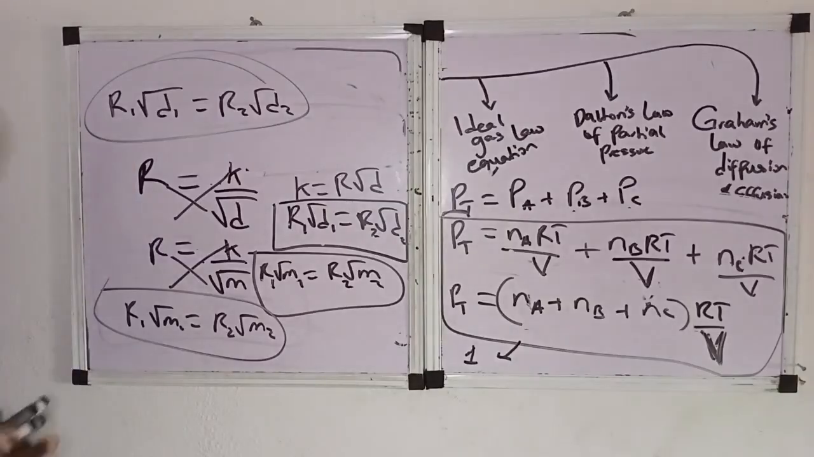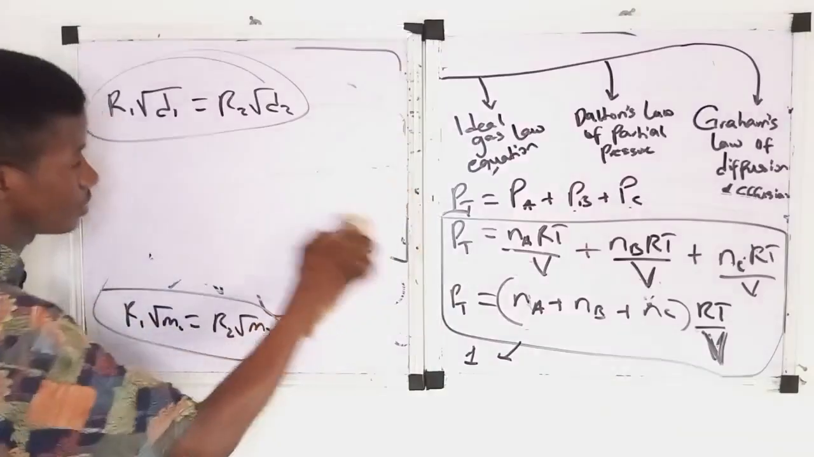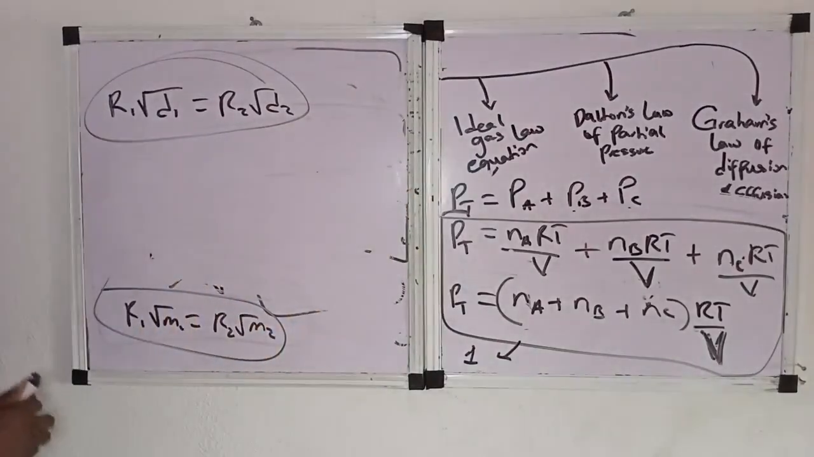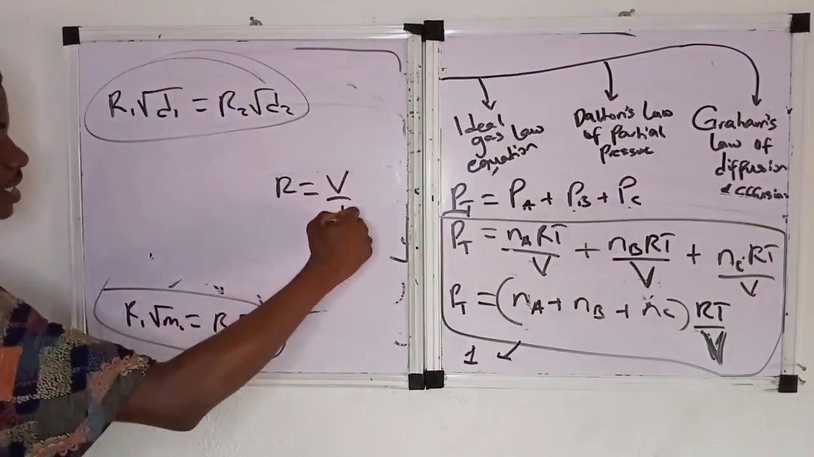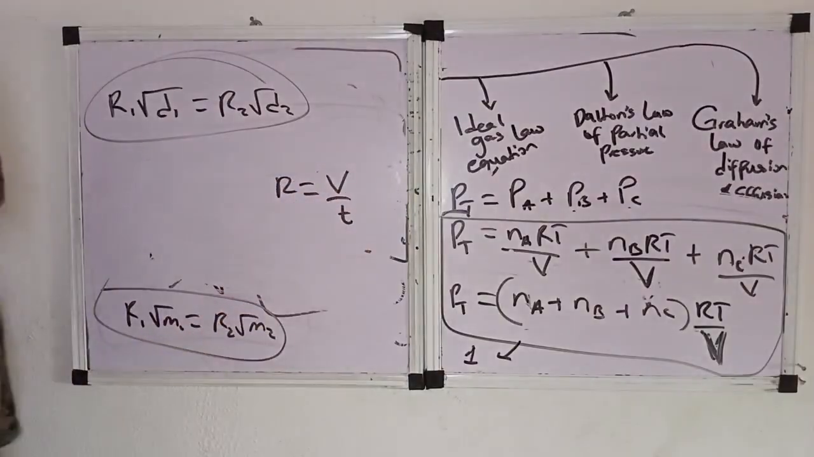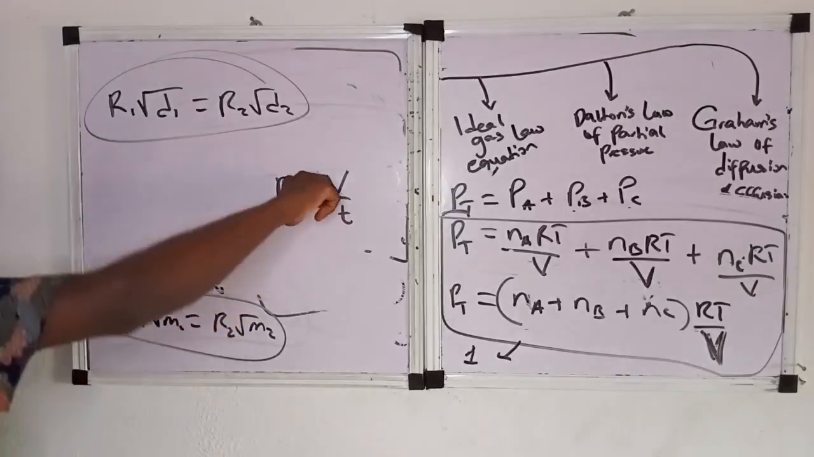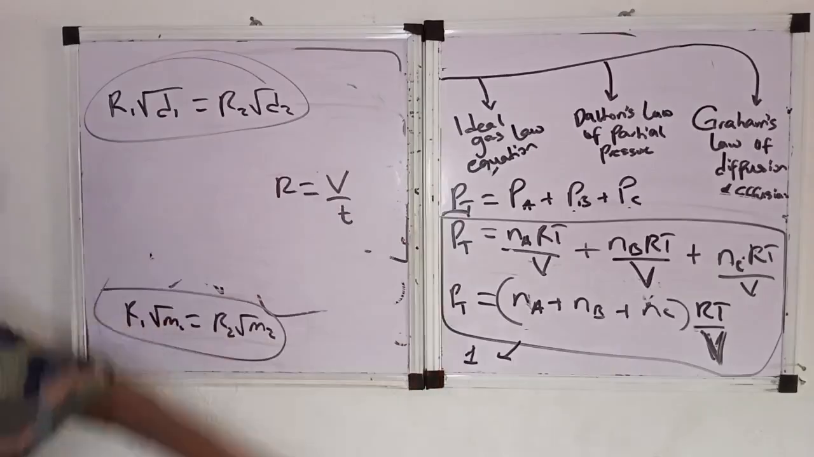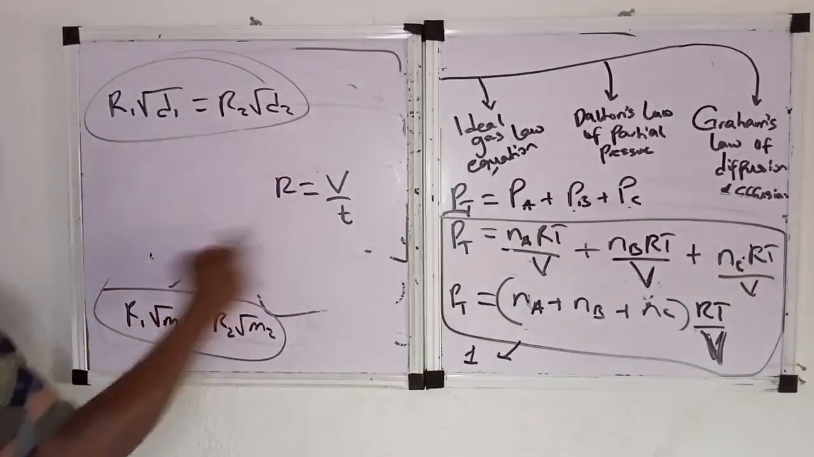Let me just give you one other formula, in case there are gases in the question in the exam. Rate of diffusion is equal to volume over time. So in the place of R, we put V over T.